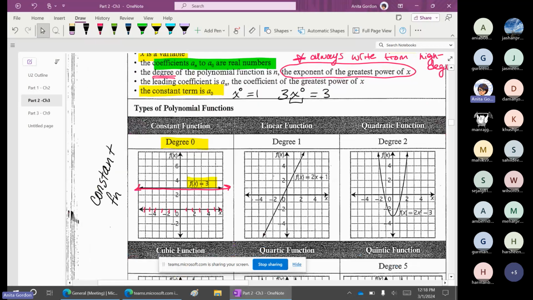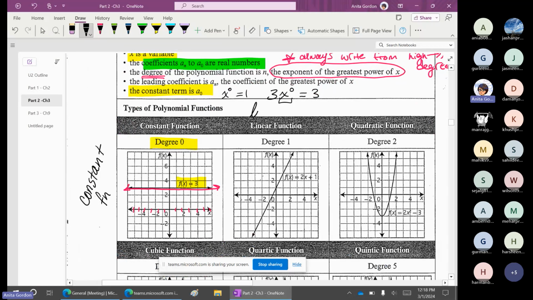If I have a linear function, so this word here is linear. Linear function has degree 1. So this is where we have a line equation where we do have a slope. So mx plus b, where slope is not 0. And this looks like, again, a straight line, could be pointing up to the right or down to the left.